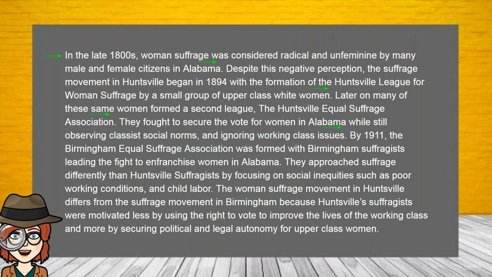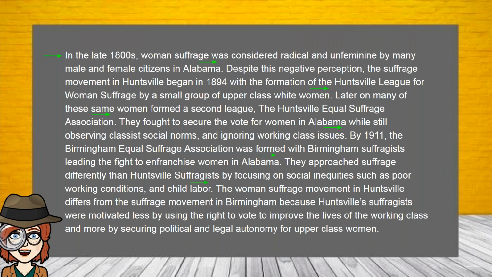My fifth sentence is giving more background information. By 1911, the Birmingham Equal Suffrage Association was formed, with Birmingham suffragists leading the fight to enfranchise women in Alabama. So that's just more important background information. And now I'm leading into my second main point, which is that the Birmingham group approached suffrage differently than Huntsville suffragists by focusing on social inequities such as poor working conditions and child labor. So with this sentence, I'm setting up the structure of my paper as well. I'm going to be comparing the two suffrage associations and the work that they did.